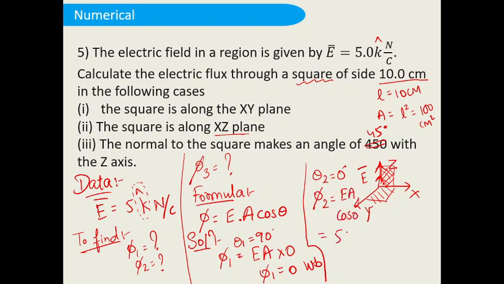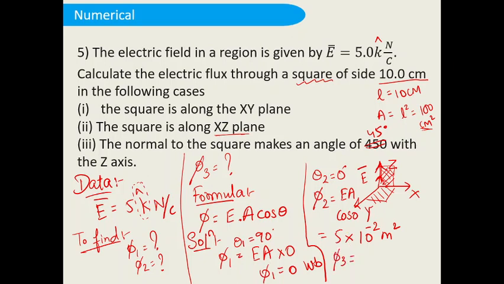So E value is what? 5. A value is what? Area. So area is what? Length is this, area is this. So it should be in meter square. So this is 100 into 10 raised to the power minus 4. So we say this is 10 raised to the power minus 2 meter square. This is the value of phi 2. Cos 0 is what? 1. So phi 2 value is known.